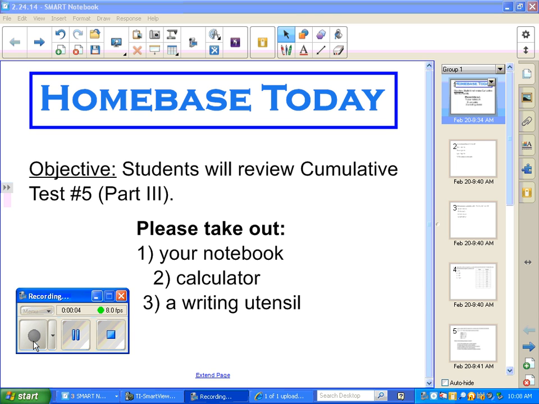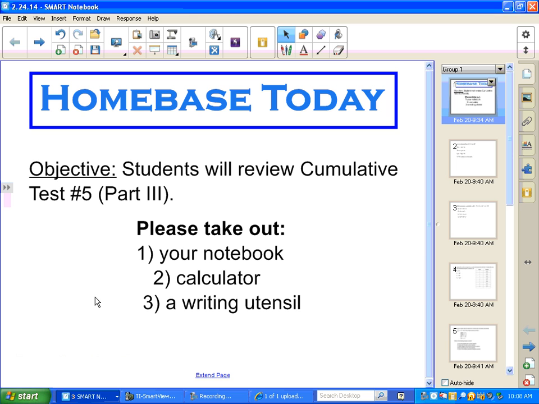Hi everyone. We are going to review the cumulative exam number 5, which is part 3 today. We are staying in home base. I will be back tomorrow, but for today we are going to spend the entire period reviewing part 3 of the cumulative test. So what I need you to take out is your notebook, your calculator, and a writing utensil.